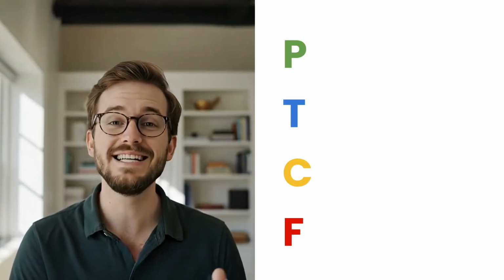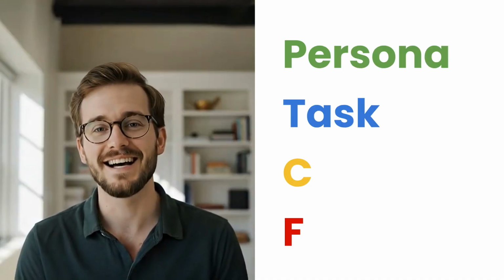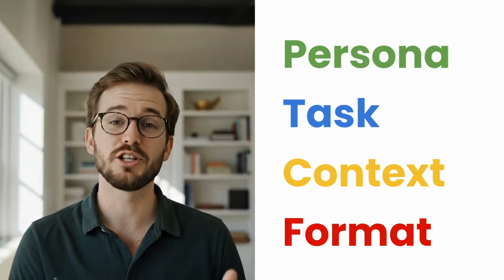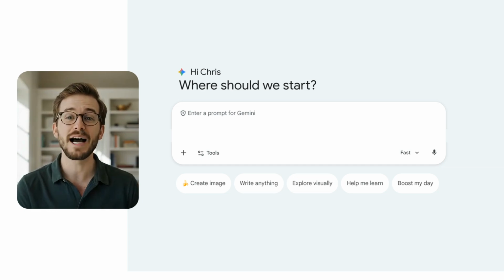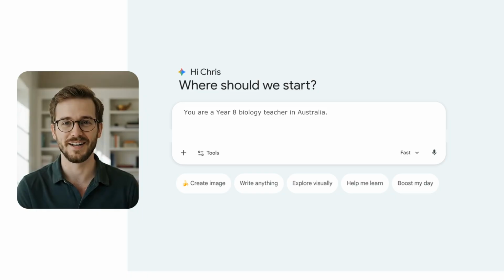To get something that's more likely to be something you can actually use, you should try to structure your prompts using the PTCF model: persona, task, context, and format, which is really just a fancy way of saying who, what, and how. For persona, tell Gemini who it should act as, such as, you are a Year 8 biology teacher in Australia. Then describe what you actually want.